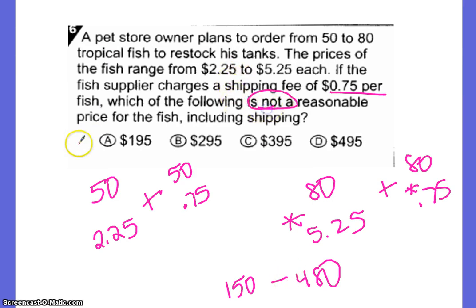They want to know, and you're looking here like, well, that works, that works. They want to know which one's not. Does 195 fall between them? Yes, and so it works. 295, it falls in there. 395, it falls in there. 495 is too big. So there's your answer. You got to read the question carefully.